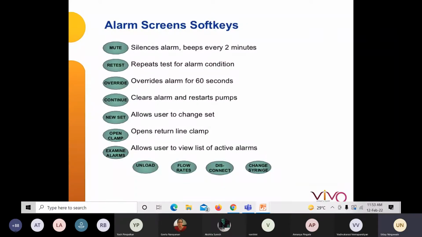Examine alarms: this allows the user to view the list of active alarms. What types of alarms are there? If there are multiple alarms, you can see them and what each alarm is. You just have to correct it, and it will get corrected and reset. For unloading the set, just press the unload button. It will unload the set.